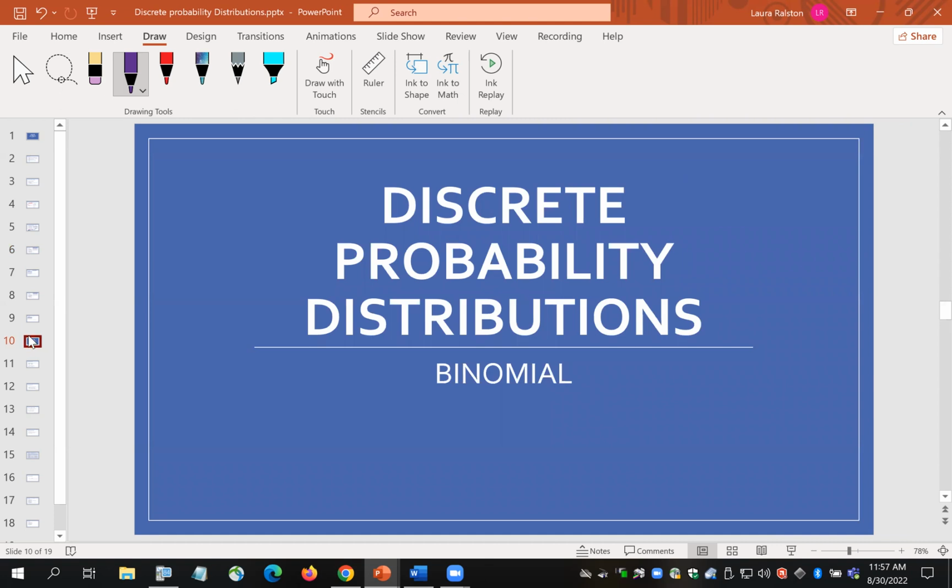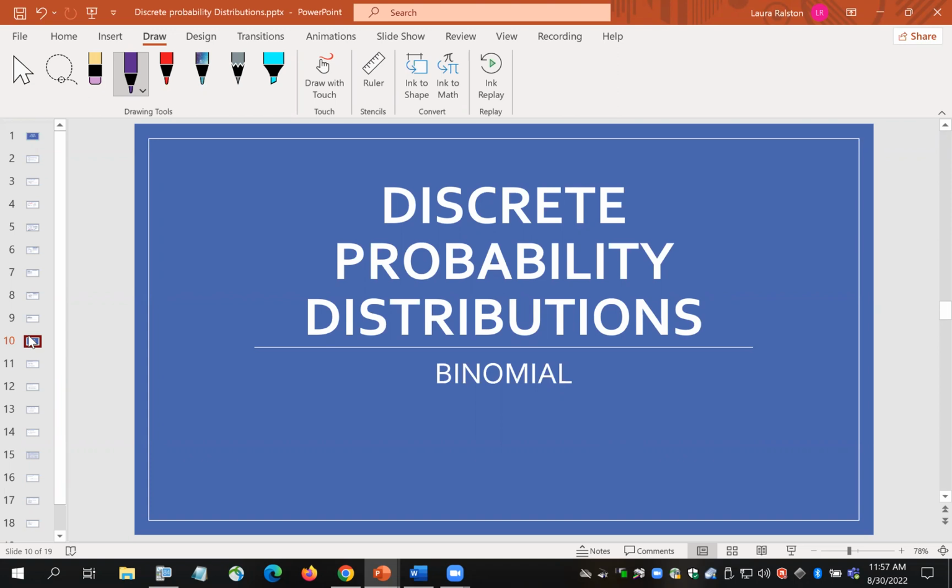Okay. The other discrete probability distribution that we're going to talk about is a binomial. And I may not get through it all today, but the nice thing is Minitab does do binomial. Okay, because binomial is probably one of the more popular distributions that's used in statistics.